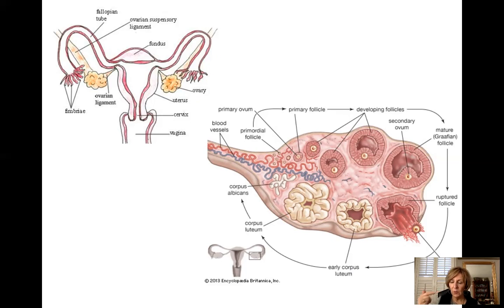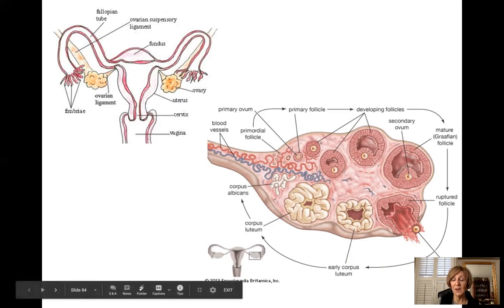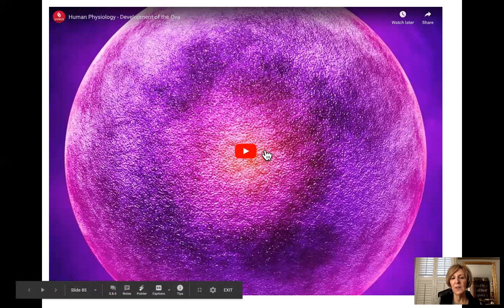There is a little more development that goes on there, but it is not until the moment of fertilization, if that egg gets fertilized, that it completes meiosis 2. Talk about waiting till the very last minute, right? So I have a real quick little video that's going to show you this.